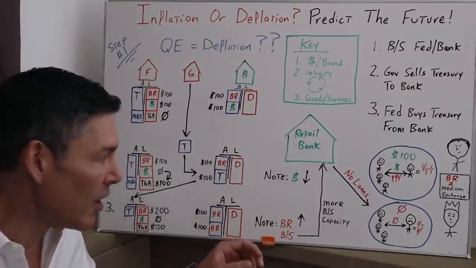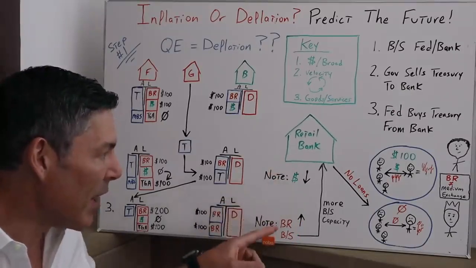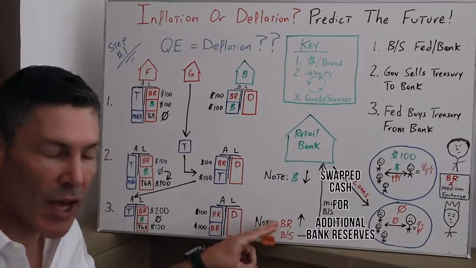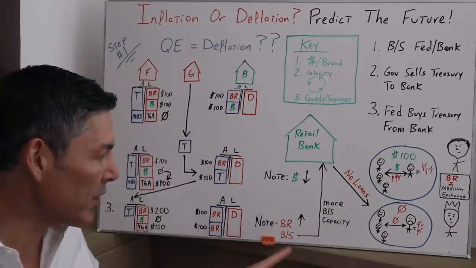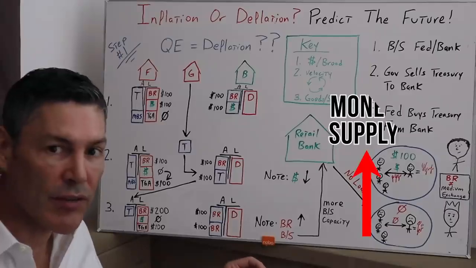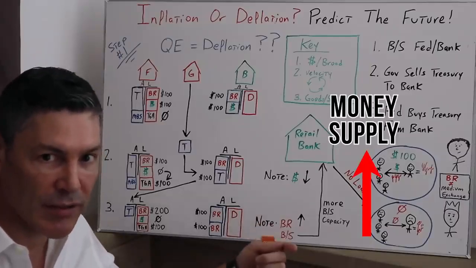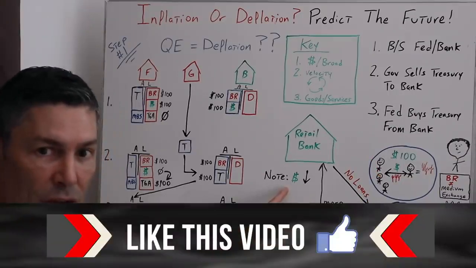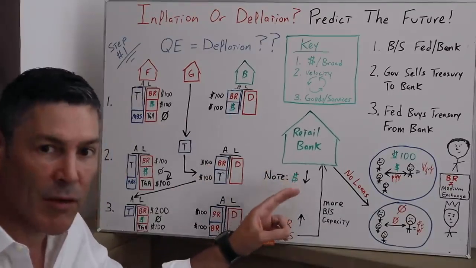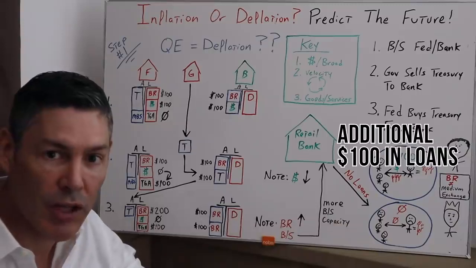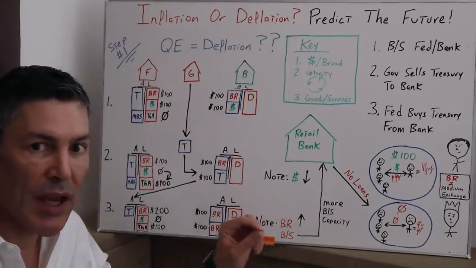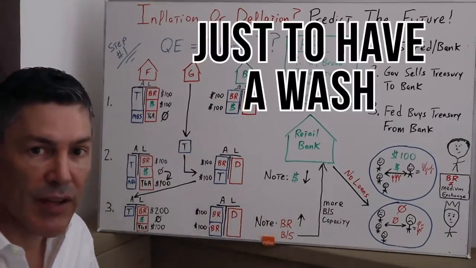So another way to look at this is that the banking system has just swapped cash for additional bank reserves. And remember, Brent and Steve say the only thing that these bank reserves can be used for is to create additional loans. So to increase the amount of money supply circulating in the system by the same amount that it was decreased by the bank buying the treasuries from the government in the first place, the banking system would have to create an additional $100 in loans. Because the amount of money in the system went down by $100 here, that's why there'd need to be that additional $100 in lending just to have a wash.